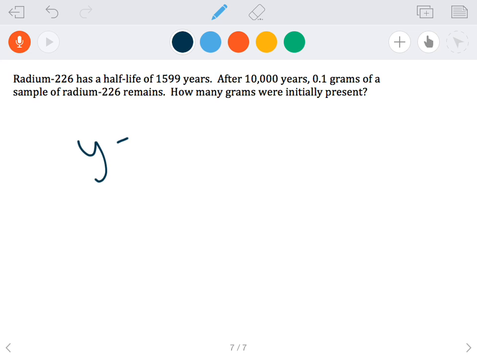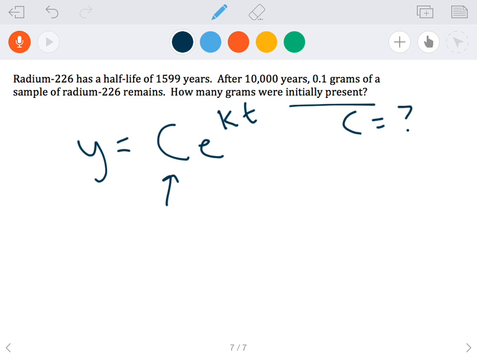We've already gone through the derivation, so I know I can start with this equation. And I know that C is my initial amount. How many grams were initially present? What I'm looking for is C. That's what I'm trying to solve for.